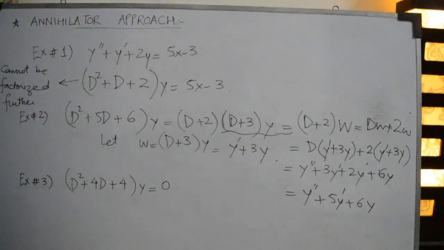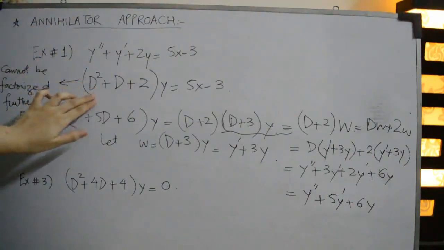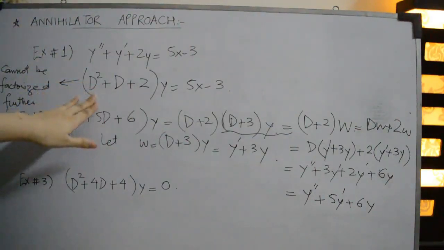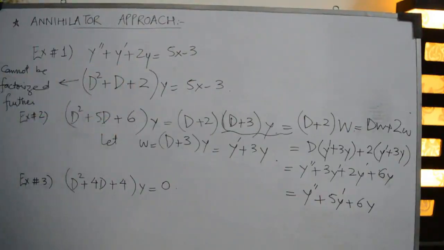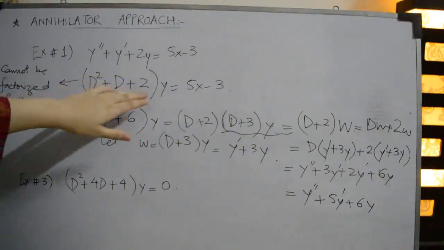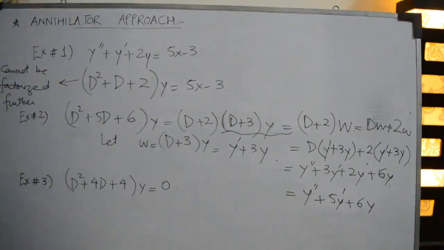This is example number 1. y'' + y' + 2y = 5x - 3. It can be written in terms of the differential operator, that is D², that means d²y/dx², y double dash, plus D, that means y dash, dy/dx, plus 2 into y. y gets common, so (D² + D + 2)y = 5x - 3.